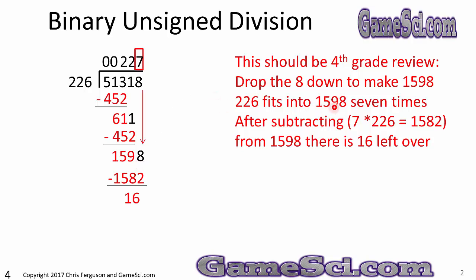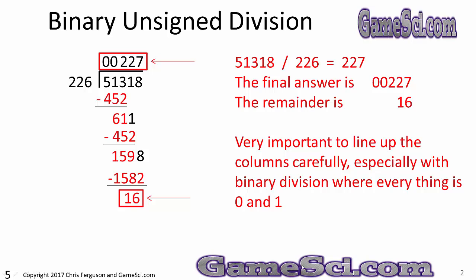226 fits into 1598 7 times. Since 226 fits into this number 7 times, we write a 7 above the 8. 7 times 226 equals 1582. Let's subtract that from 1598, and you can see we have 16 left over. That is decimal division. You should remember that from the 4th grade.